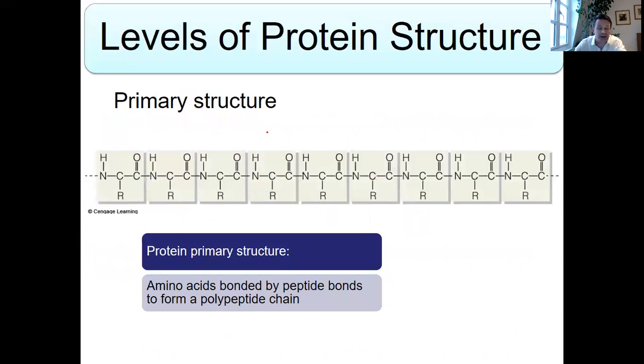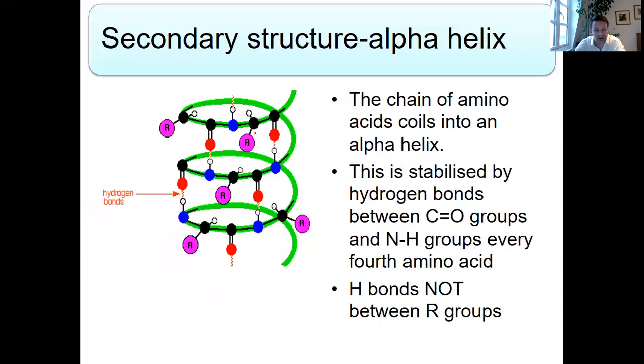So primary structure, remember, is order or sequence. Secondary structure is alpha helix or beta sheet. So this is between this slightly negative oxygen and this slightly positive hydrogen, and you form these weak hydrogen bonds, which mean that the whole thing folds, coils into an alpha helix.